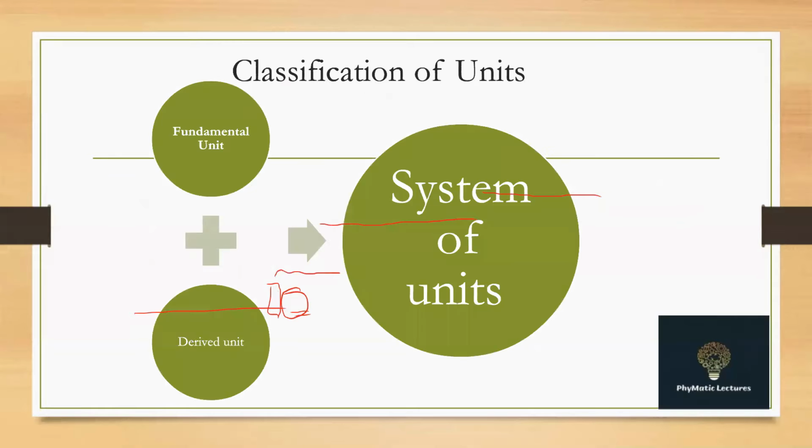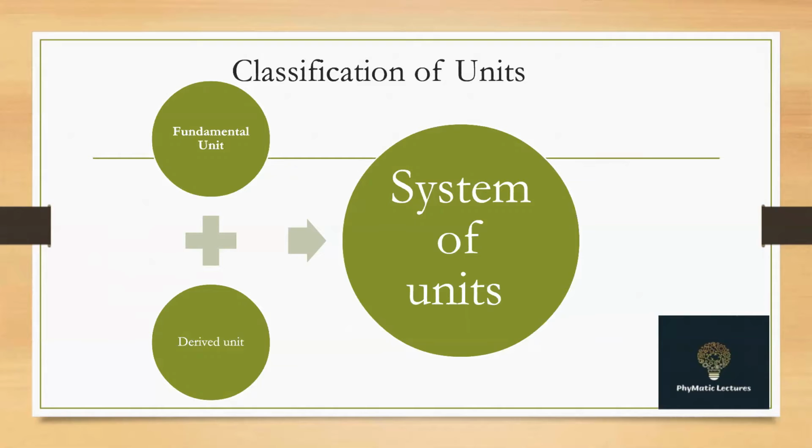Now, in this context, we are going to classify units into two categories. One is fundamental unit and another is derived unit. So I repeat, fundamental unit and derived unit. Fundamental units are the basic quantities such as mass, length, time. These are known as the fundamental units. I hope you got it.